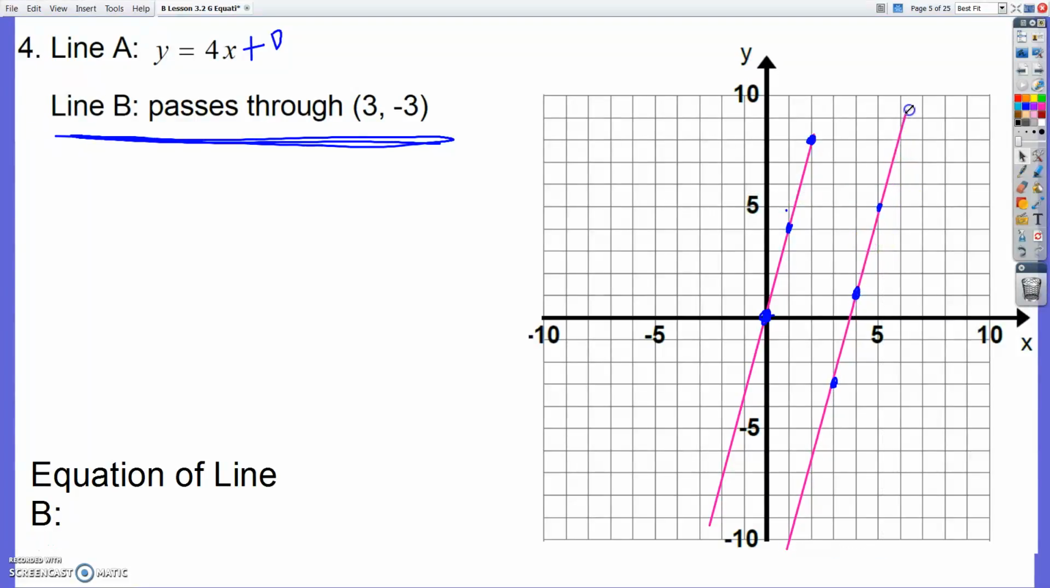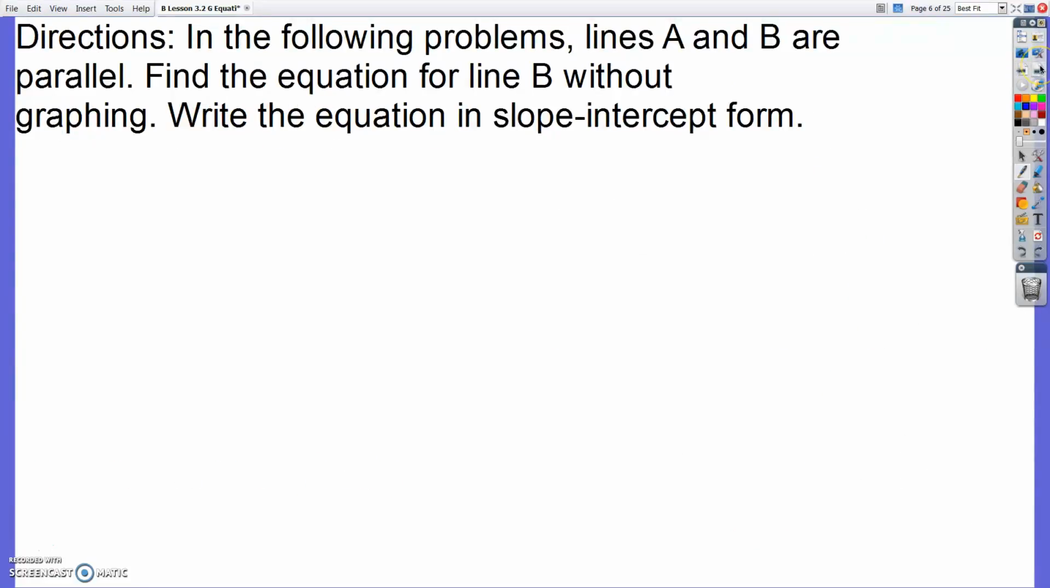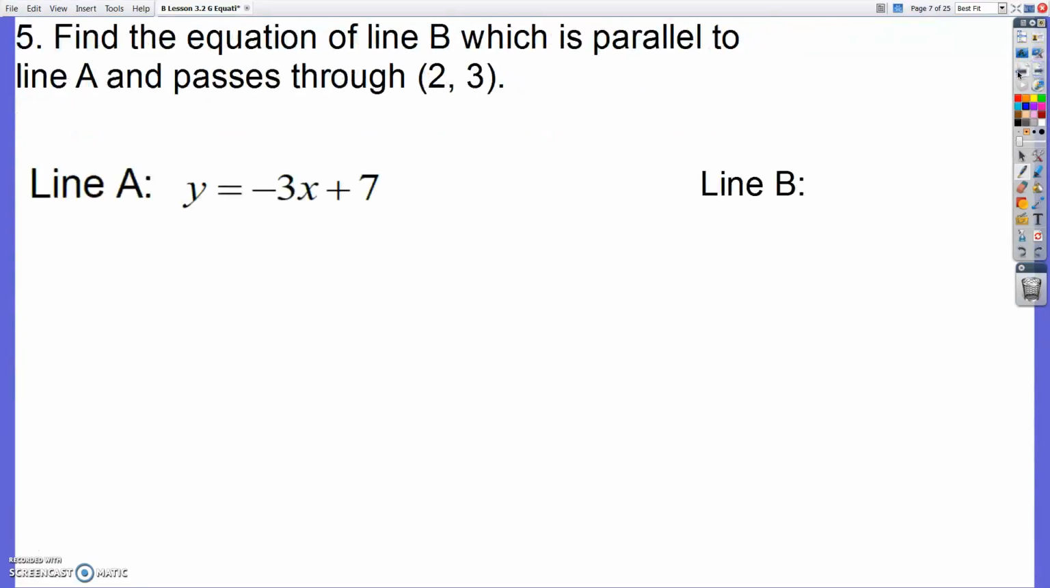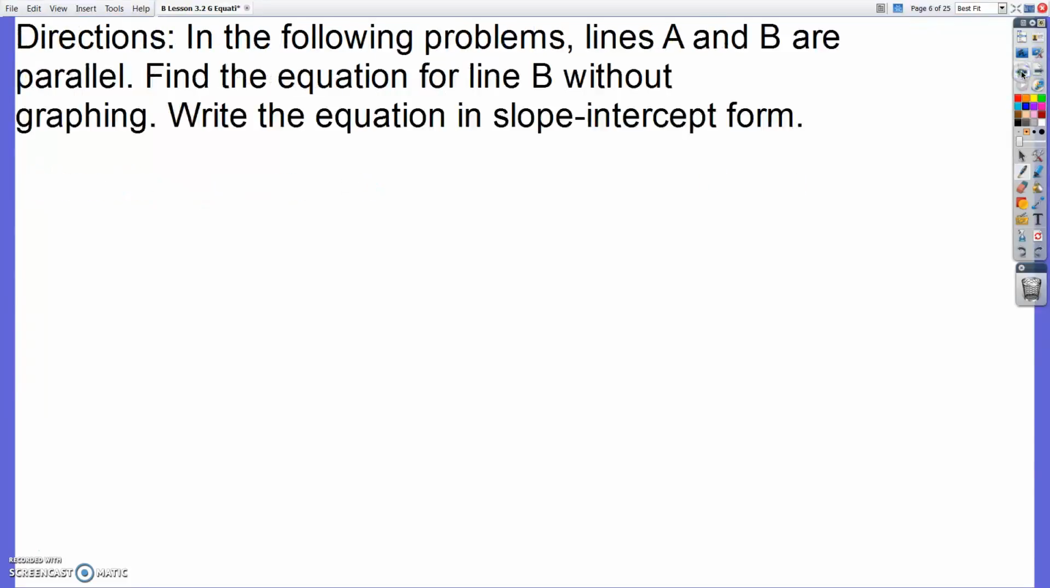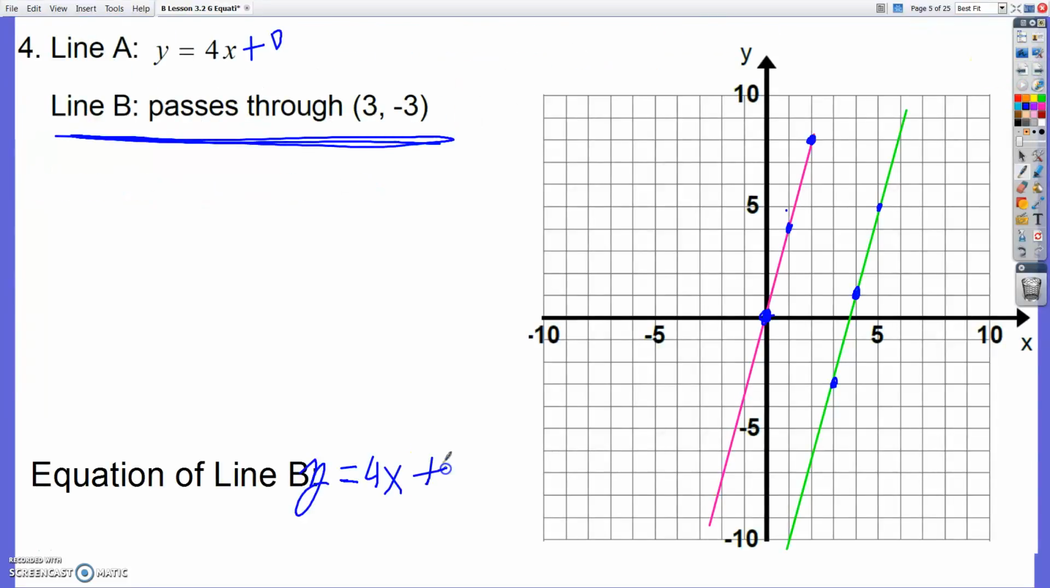Now I want you to notice, by just looking at this graph, looking at the green line, can we tell what the y-intercept is? Right now we can't. We just know that the slopes are the same, but we can't tell what it is. So what we're going to do now is actually solve for it. Hopefully, guys, you notice I don't know what my b value is, but we're going to use the method that we learned 2 lessons ago to solve for it.